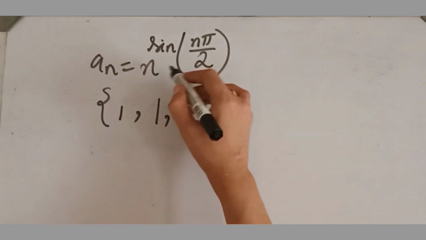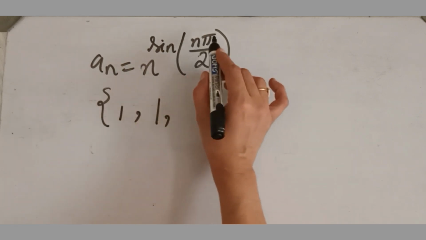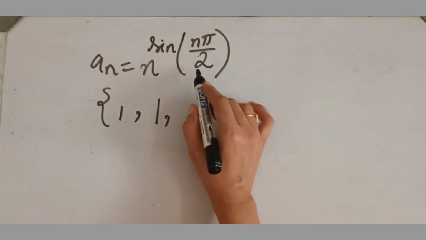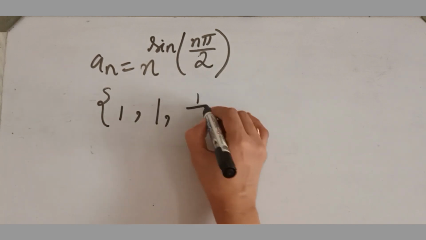Then n equal to 3. 3 to the power sin(3 pi/2). The value of sin(3 pi/2) is -1. So 3 to the power -1, which is 1/3.